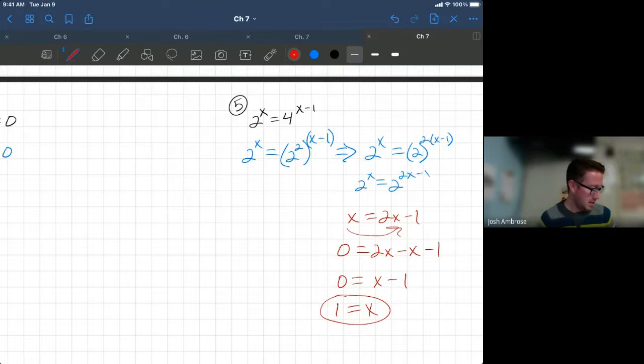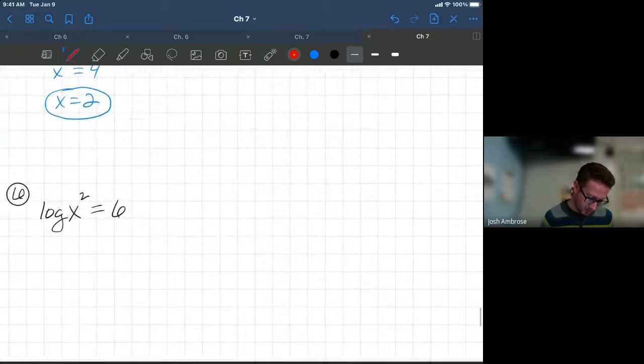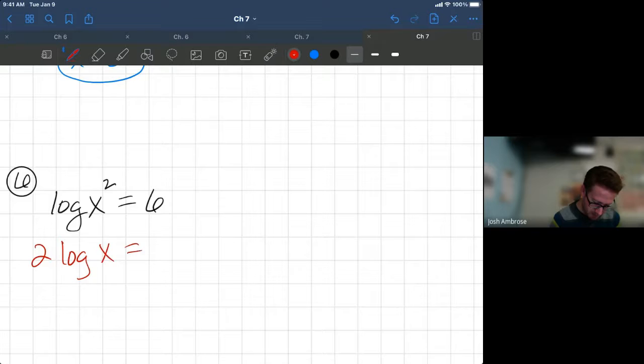All right, I believe we're looking at one more. Yes, one more example problem. Okay, so we are going to use the power property to take that 2 and move it in front. That's step 1. So 2 log x equals 6.